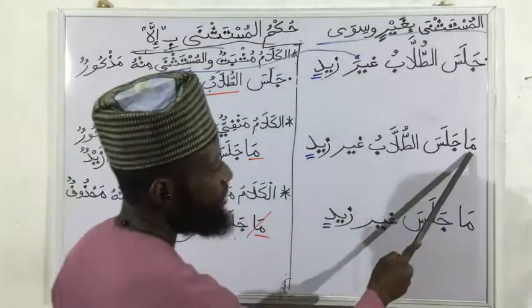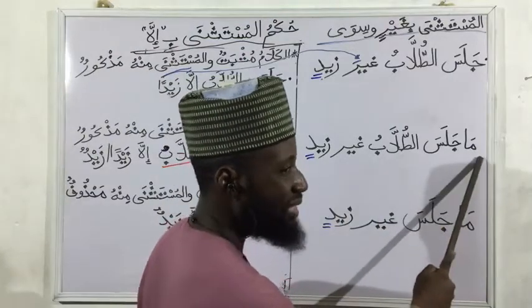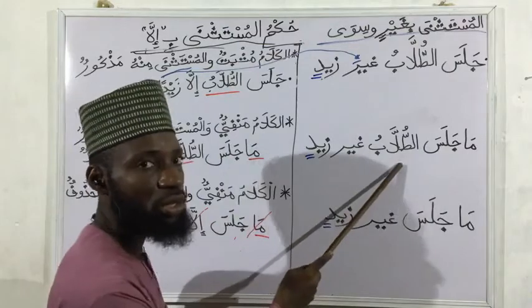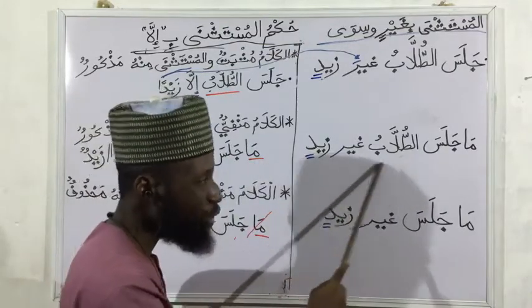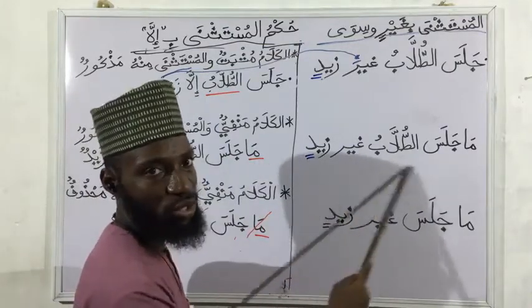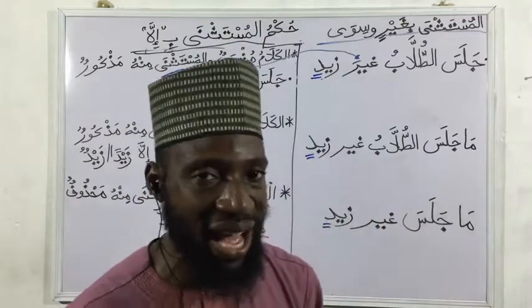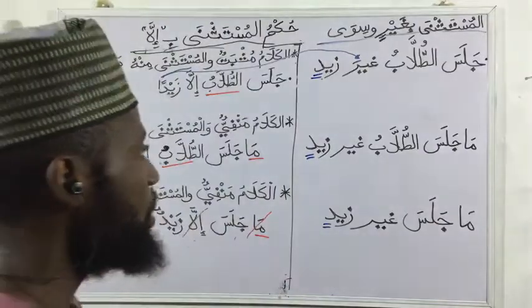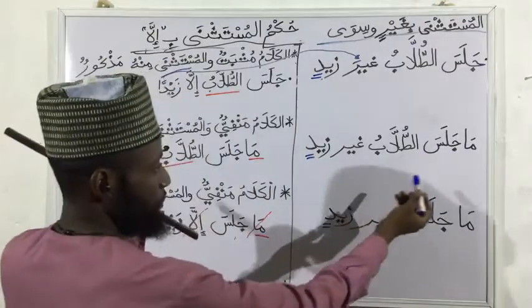So we can see your kalam is what? Is manfi, because it's starting with a negation. And your mustesna minhu is mazkur, is mentioned. So that means you have two choices here. Whenever you have this situation, you know, we were told that jaiz. So that means you have more than one alternative. So what is now, let's look at this.